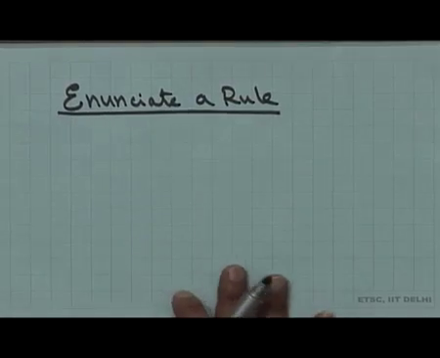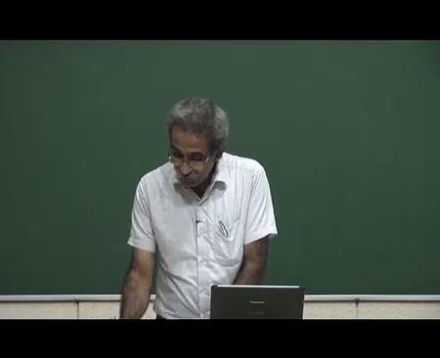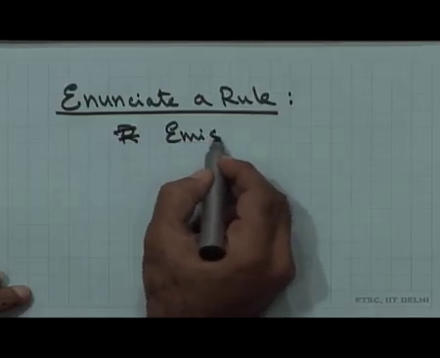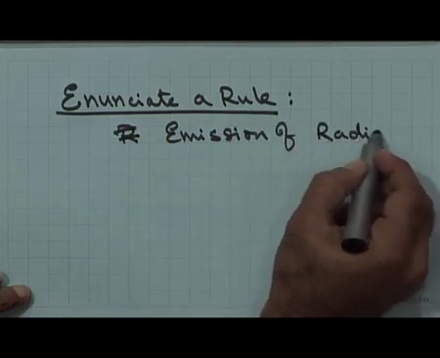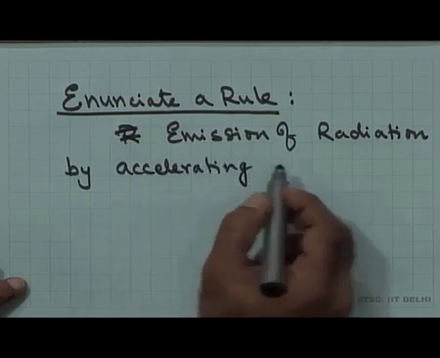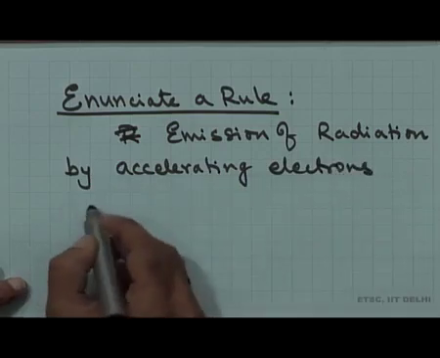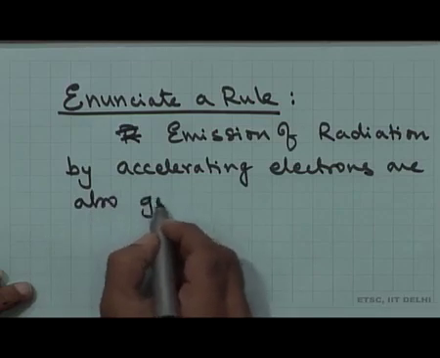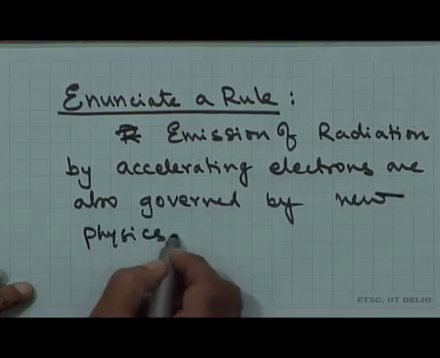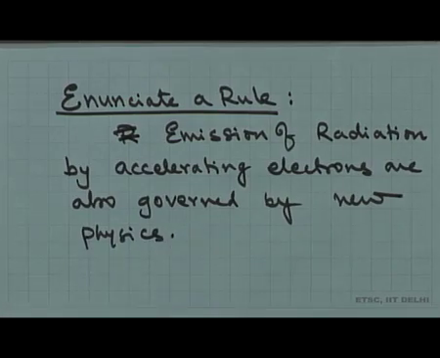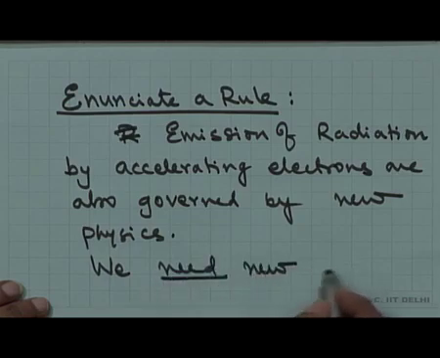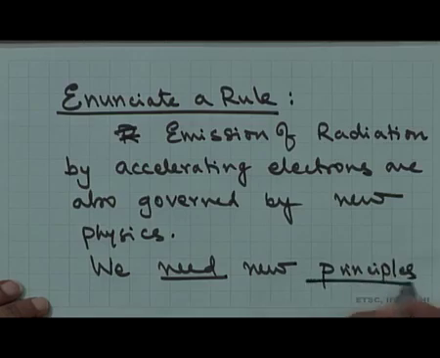So, when I say that I enunciate a rule, it is like passing an order. That means it is an ad hoc assumption, and the rule was that emission of radiation by accelerating particles, electrons in our case, are also governed by new physics. That is to say, mere Maxwell's equations and a classical orbit are not enough to understand the nature of the atom. So, that means we need new principles. That is what Bohr did.